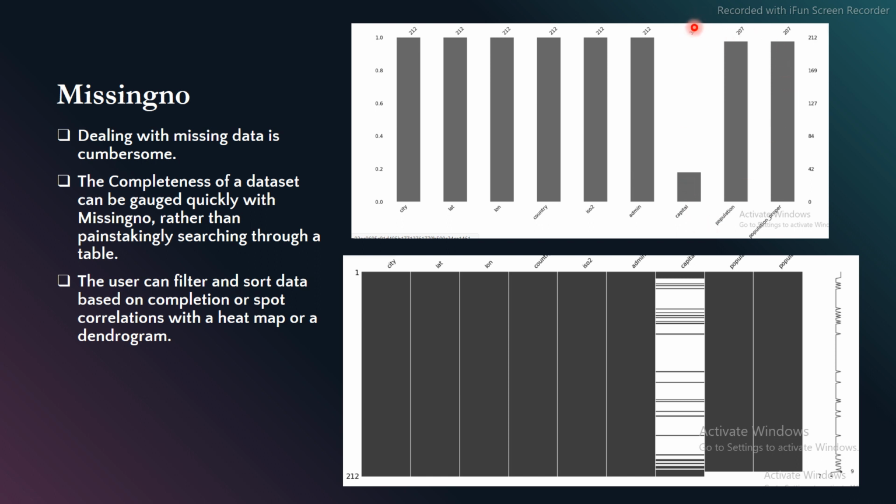Now it's time for you to decide how to fill up those data, and if you want to eliminate some rows, you can eliminate them. So this missing number can give you that kind of information, and you can filter and sort data based on completion or spot correlation with the heat map or a dendrogram. And also you can check whether two different features have a high correlation or not. Okay. So the missing number can deal with this kind of problem.